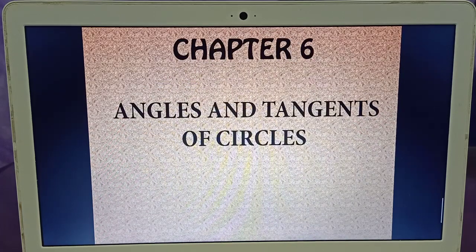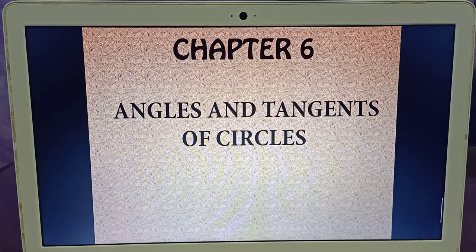So today we are going to learn the new chapter, which is chapter 6, Angles and Tangents of Circles. I hope you still remember what you have learned in Form 2 regarding circles. In order to help you recall what a circle is, I made some slides. So let's start.